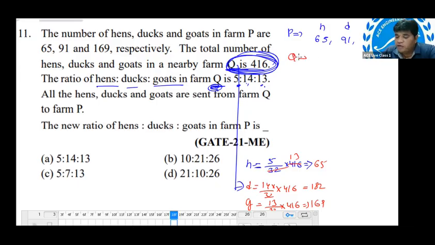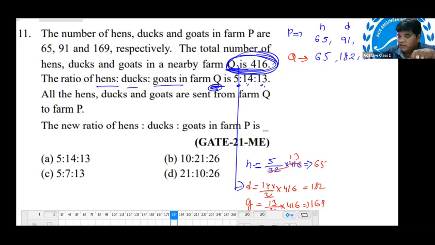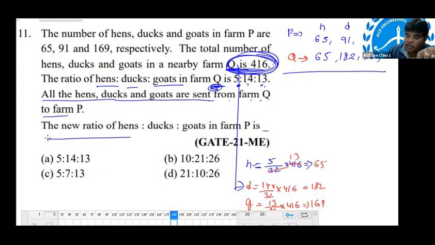Giriza, observe. In farm P we know the numbers of hens, ducks, and goats. Now for farm Q we are also getting the numbers: 65, 182, 169. Add all the values. All the hens, ducks, and goats are sent from farm Q to farm P. What is the new ratio of the hens, ducks, goats?